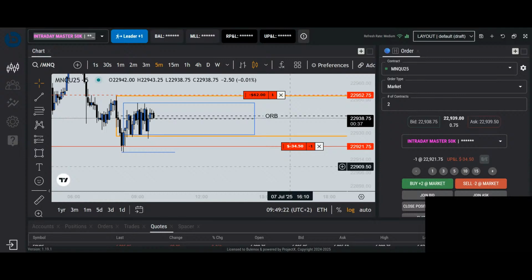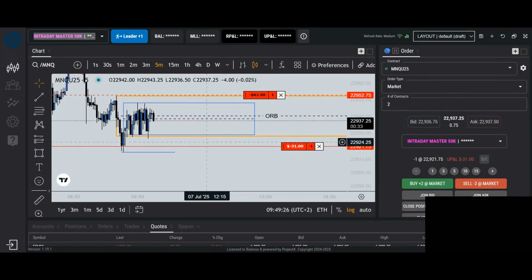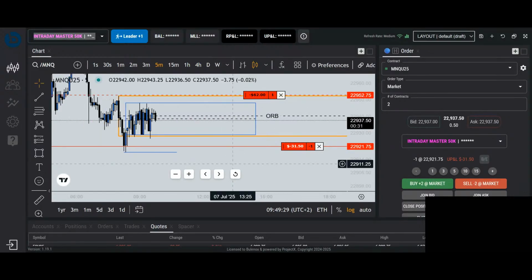I will actually not take another trade after this one, just because of how the market is now reacting. I do want to see clear movement in one side of direction before I would ever take another trade.